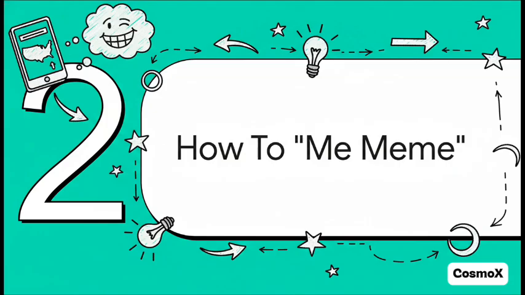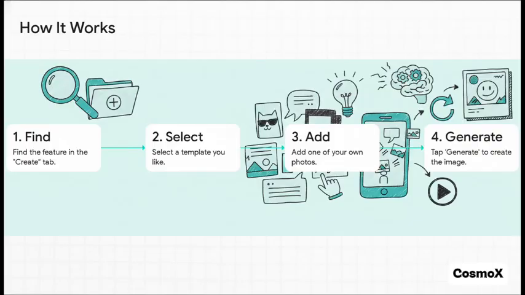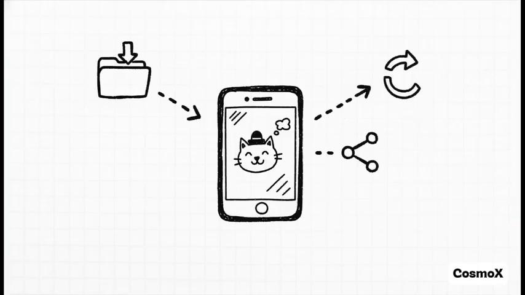Let's walk through it. You'll be happy to hear it's super simple. You just pop open the Google Photos app, find the Create tab, pick a template that speaks to you, grab one of your own pictures, and tap Generate. That's it. The AI handles the rest. So after the AI does its thing, you get a few choices. You can save your new masterpiece, obviously. You can share it straight to your social feeds, or, and this is a big one for an experimental tool, if the first try is kind of meh, you can just hit Regenerate and have it take another crack at it.